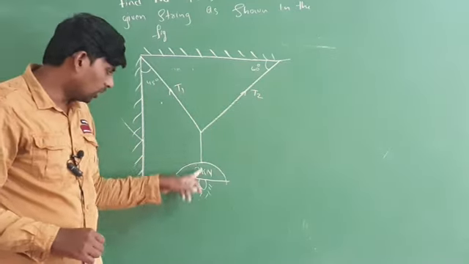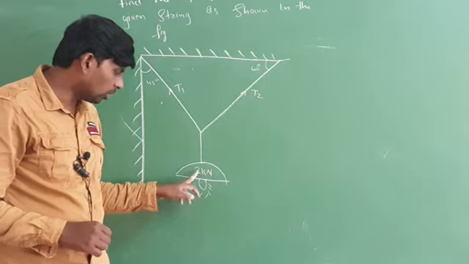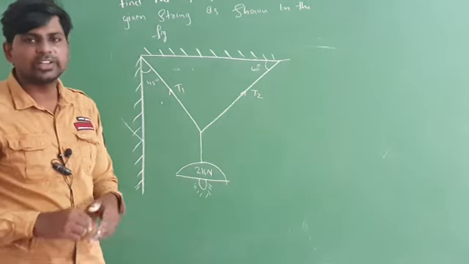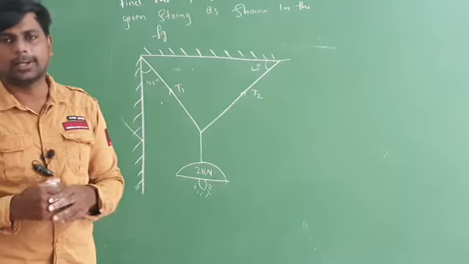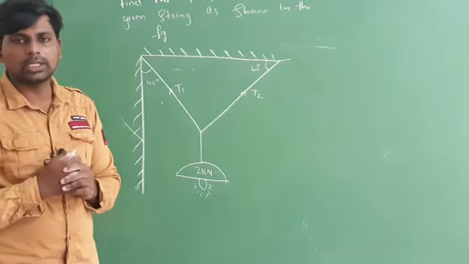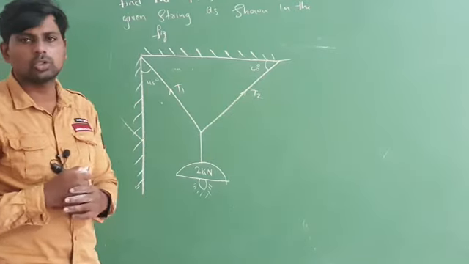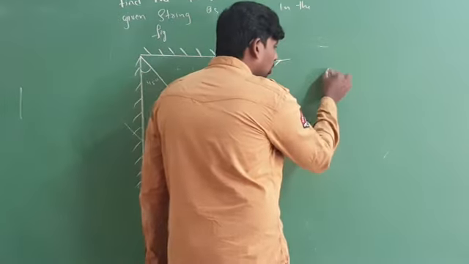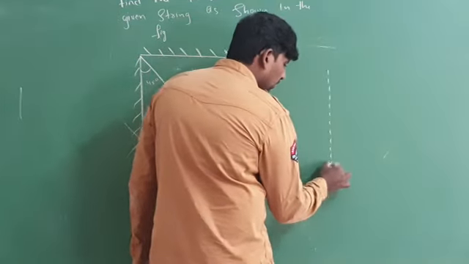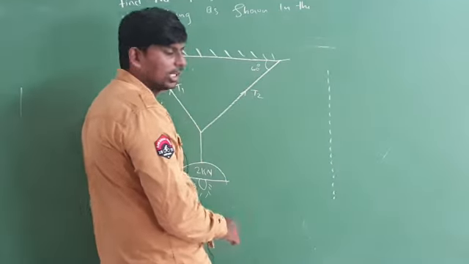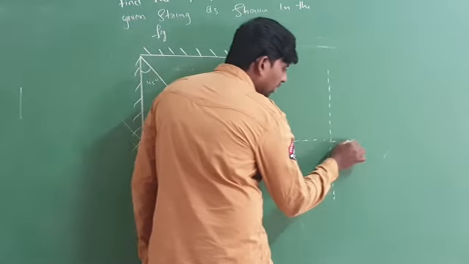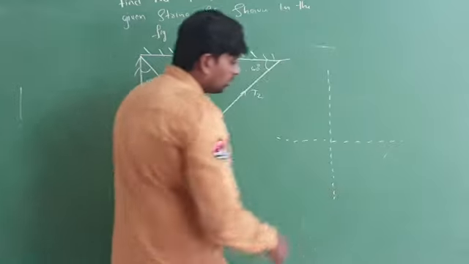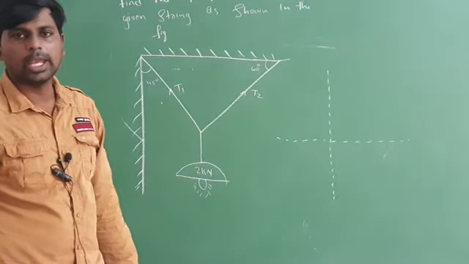And here some load is given. The load is equal to 2 kilo Newton. So first try to find out the vector diagram. This diagram is given in your question. For the vector diagram, what you have to do? You have to take this one as your Y axis and that one as your X axis.